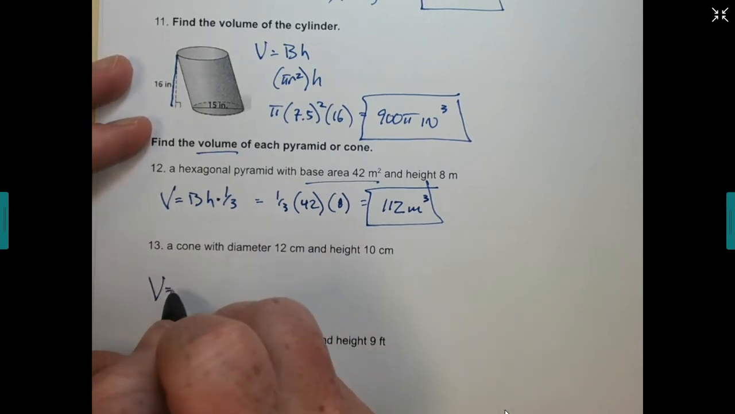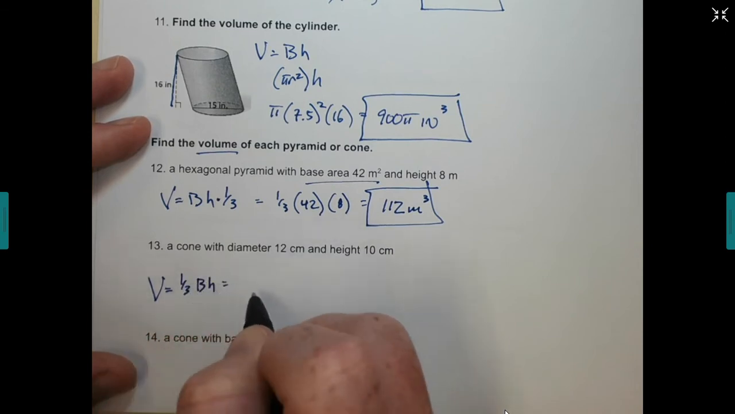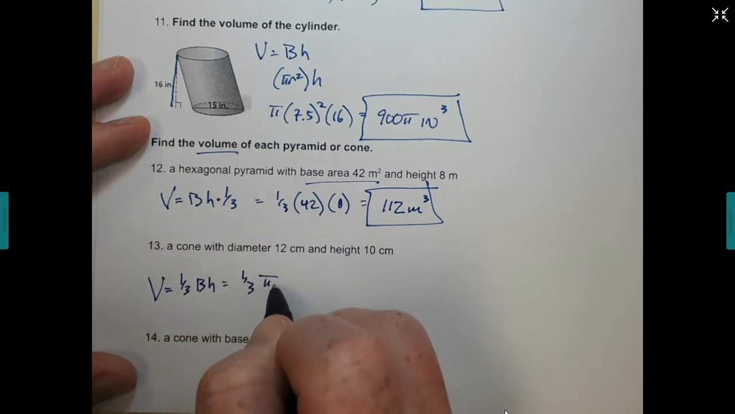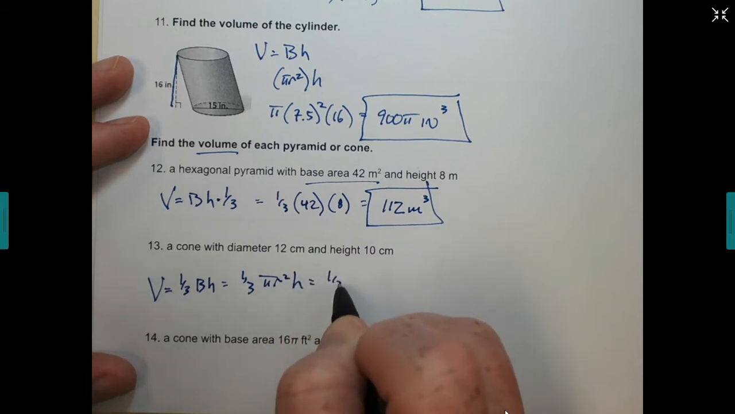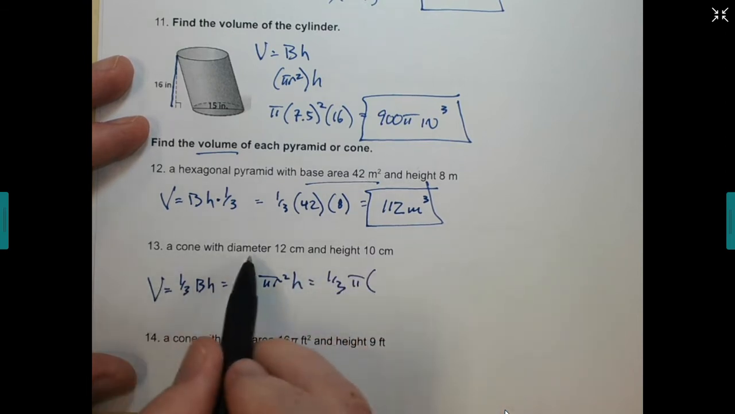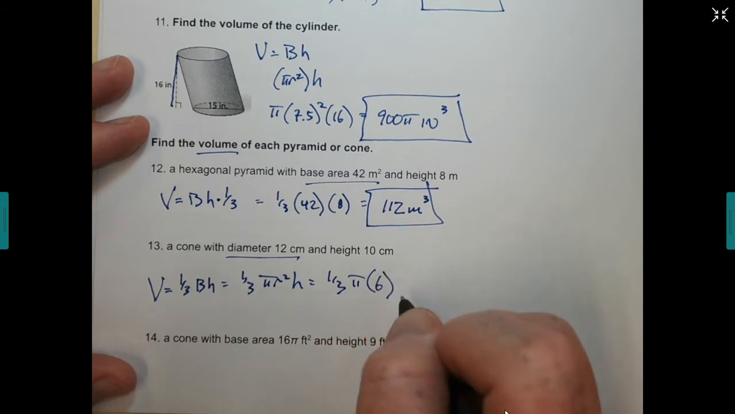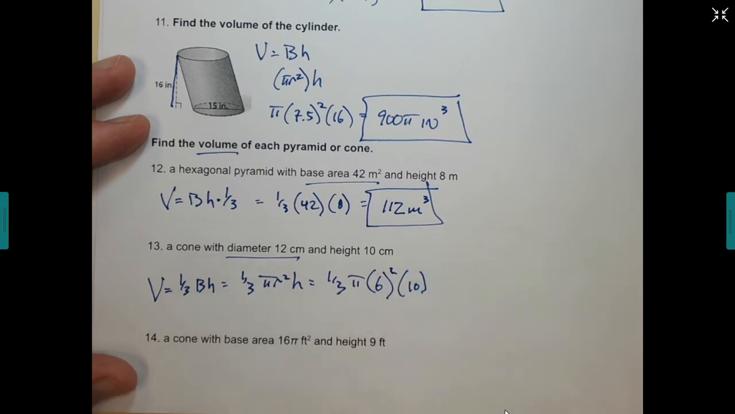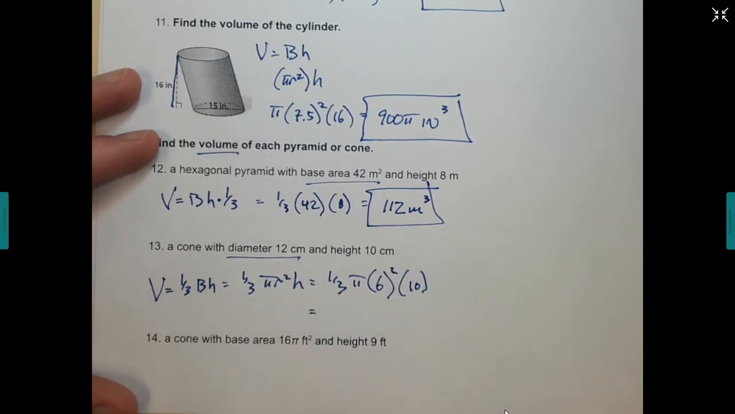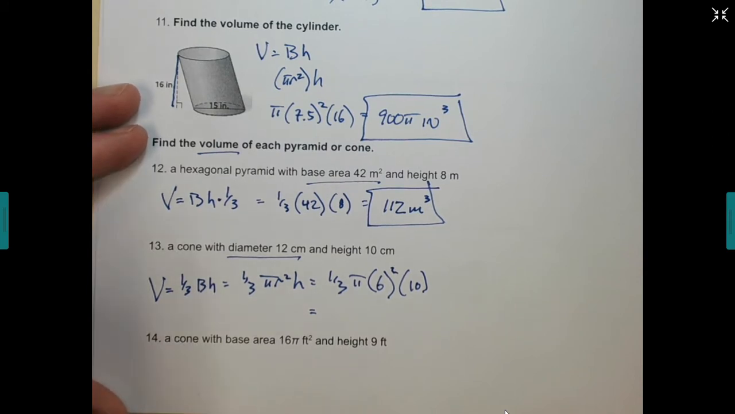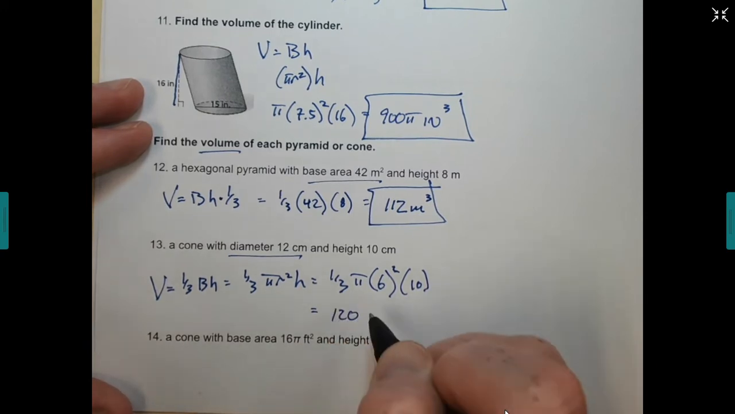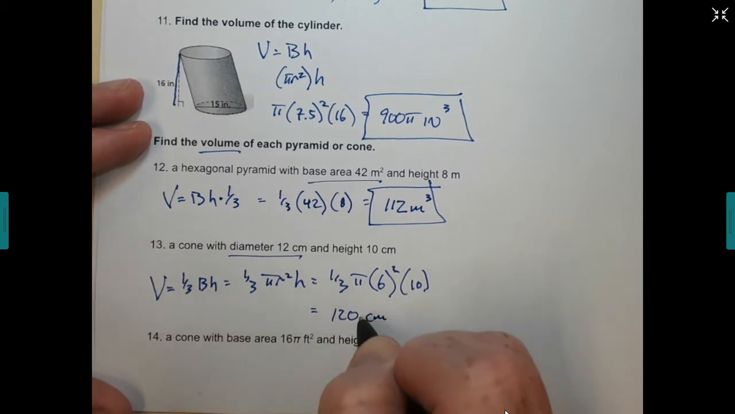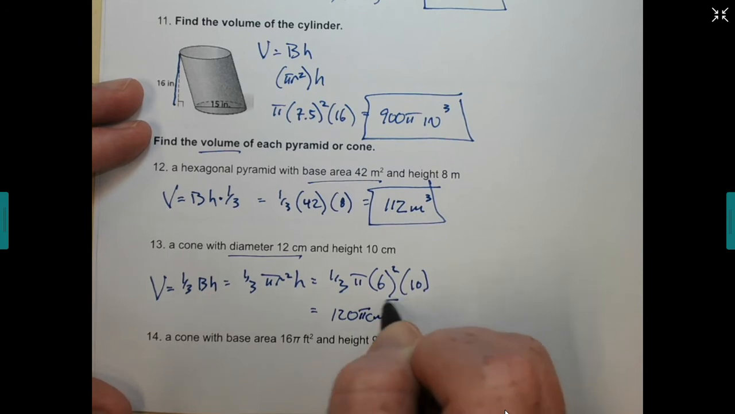Cone. Again, volume of a cone is 1/3 area of the base times the height. The area of the base is going to be pi r squared. And my radius, the diameter is 12, so my radius is 6. And the height is 10. I can't forget to square that radius. So 1 divided by 3 times 6 squared times 10. I got 120 pi centimeters cubed.